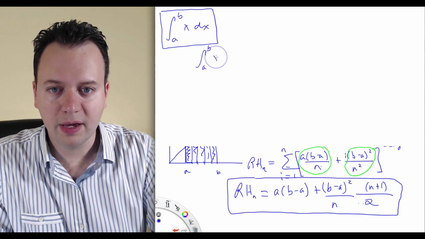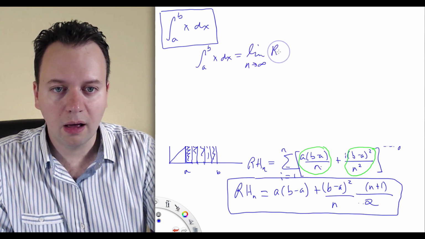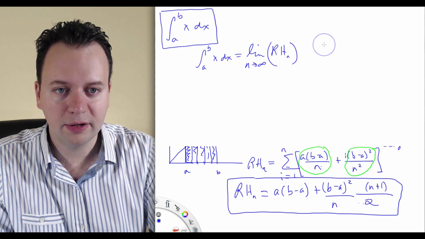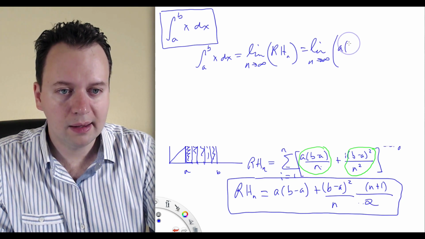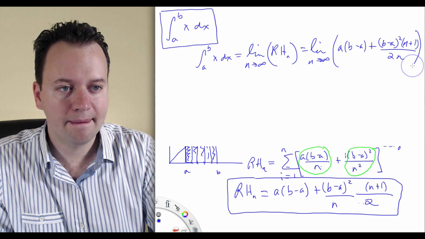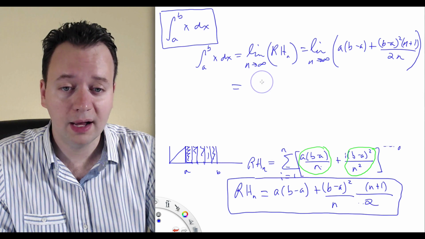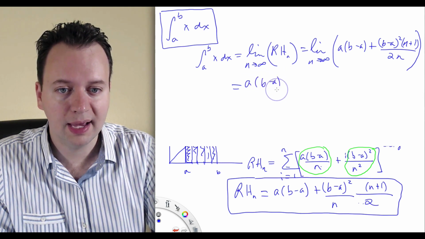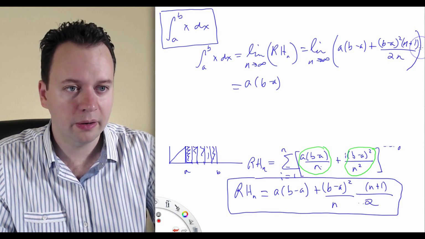the integral from a to b of x dx is literally just the limit as n goes to infinity of my right-hand Riemann sum with n subintervals. So that means it's the limit as n goes to infinity of a times (b minus a) plus (b minus a) squared times (n plus 1) over 2n. Okay, well we know the value of this limit. This first term is constant, so its limit is just going to be a times b minus a. And as n goes to infinity, we have (n plus 1) over n. That's the relevant portion here.